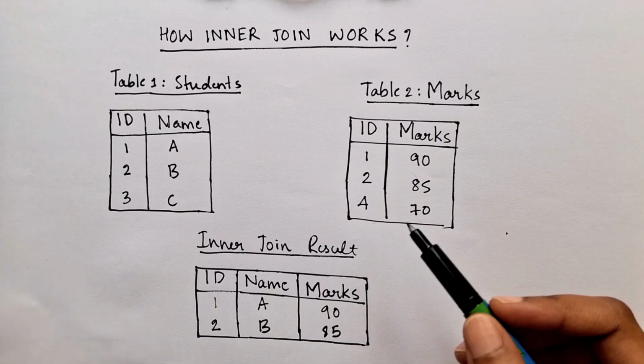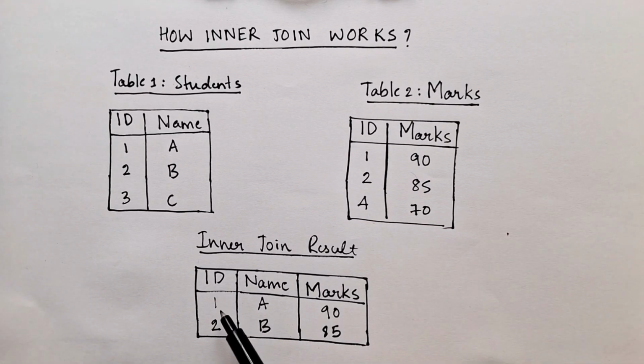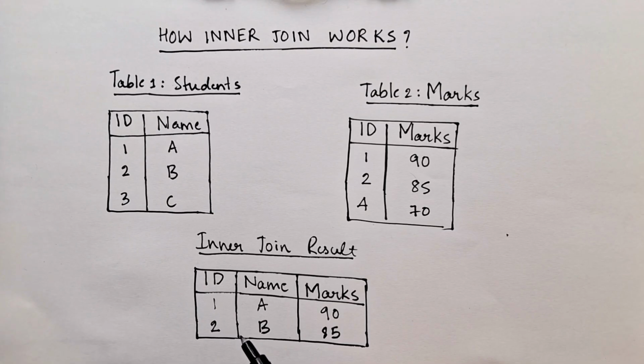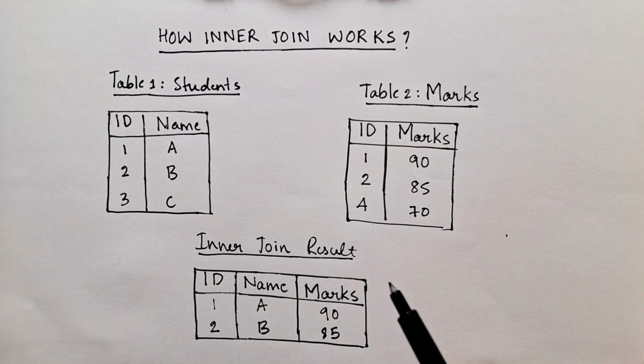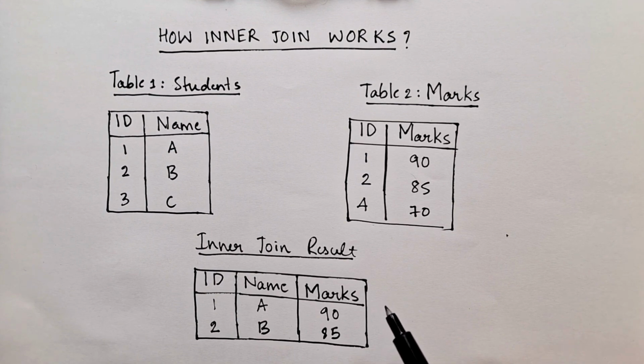So finally, the result will display only ID 1 and ID 2 because these are the only matching records in both tables. And along with that, we get corresponding name and marks. So guys, this clearly shows that inner join returns only matching data and ignores all non-matching records.